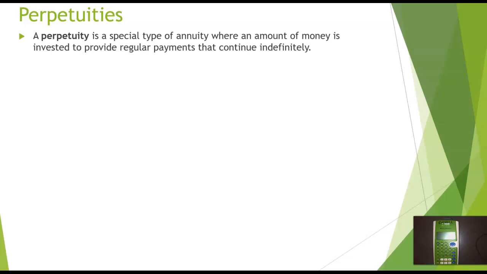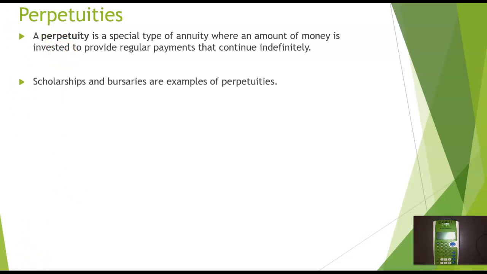Perpetuities. So perpetuities are a special kind of annuity. Right? So if we had an annuity where we were subtracting, say, $1,000 every year, eventually the money would run out. Right? But with a perpetuity, it goes on forever. It goes on perpetually, like a perpetual trophy.